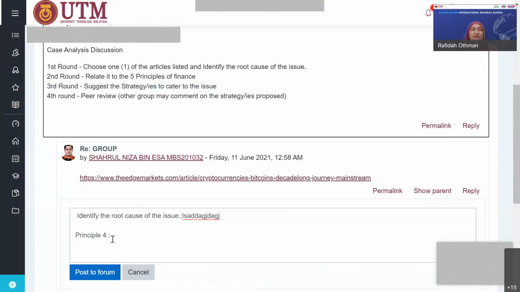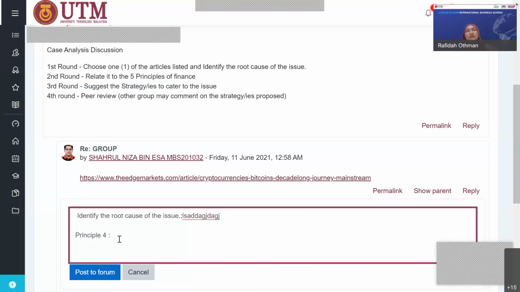Then you go to round 3, where you suggest the strategy or strategies to tackle the issue. For instance, the volatility of Bitcoin is so high because the price is reflected by the demand and supply of Bitcoin. So how do you suggest this be corrected? Meaning you have a proper market. If you say a proper market, why do you have to have a market? These are the kinds of things you need to discuss.